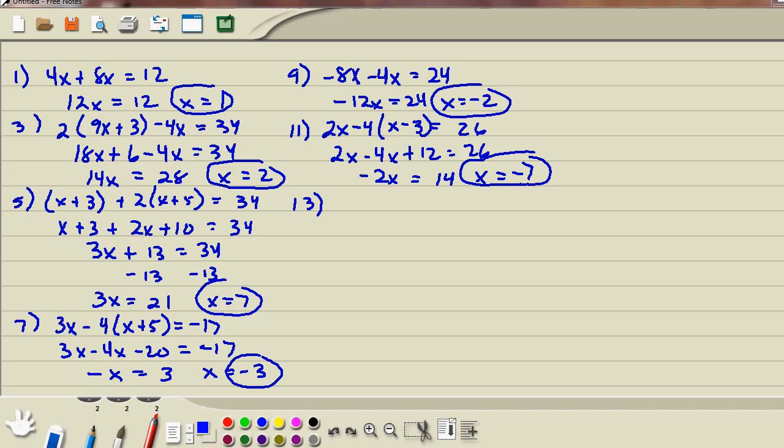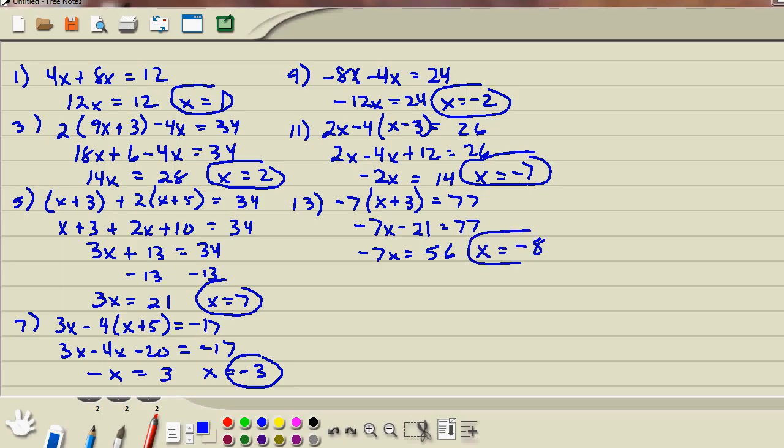Number 13, a negative 7 times (x plus 3) equals 77. A negative 7x minus 21 equals 77. Add 21 to both sides. Negative 7x equals 56. And negative 7, divide both sides by negative 7, and x equals a negative 8.